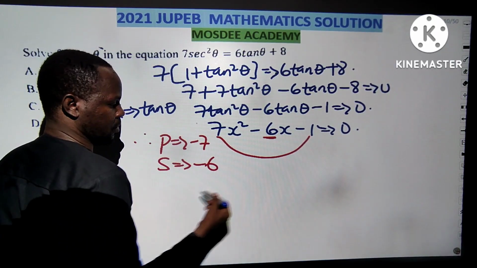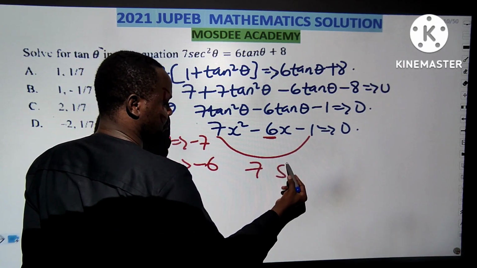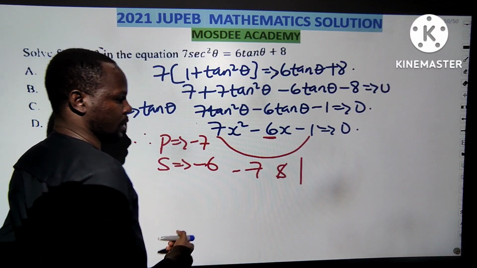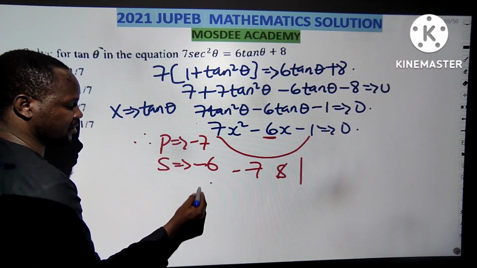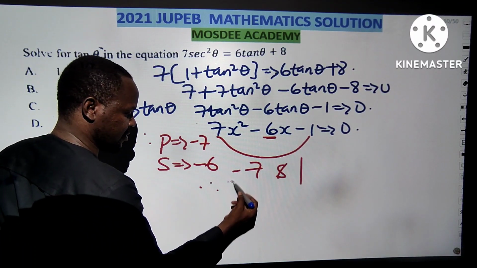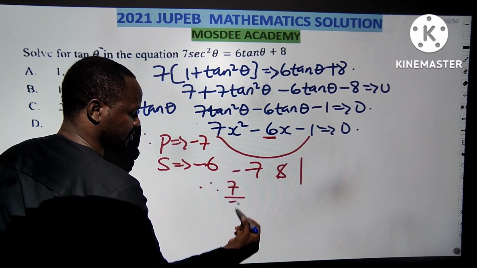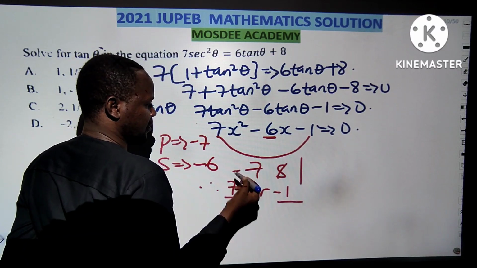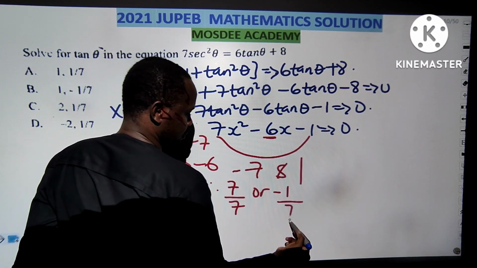And when I add, I'm going to have negative 6. 7 times 1, so 5 is minus 7 and 1. So let me just get the answer. Therefore, the answer will be, for my shortcut, reverse the sign: 7 over the leading power here is 7. Or reverse the sign: minus 1 over the leading power here is 7. So these are the two answers.